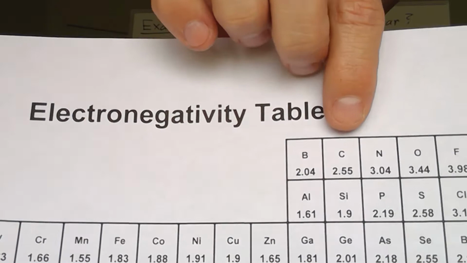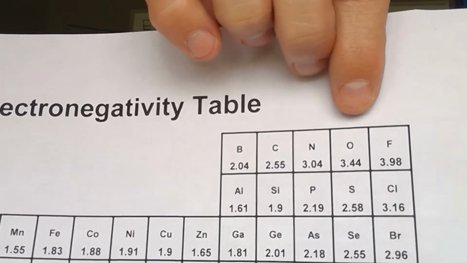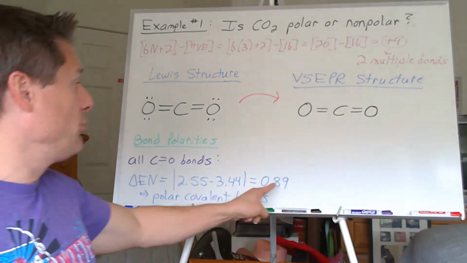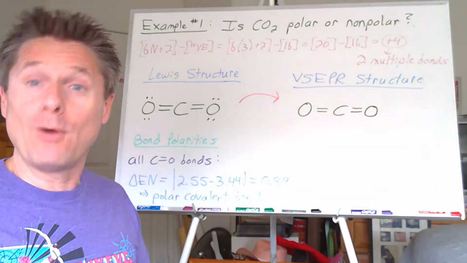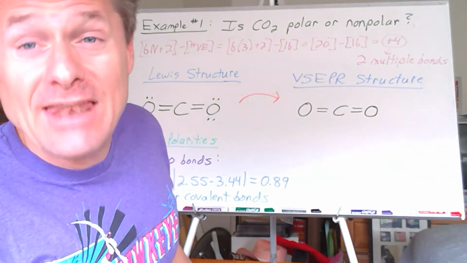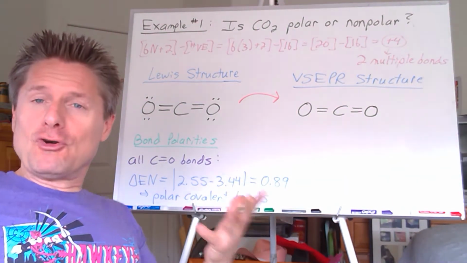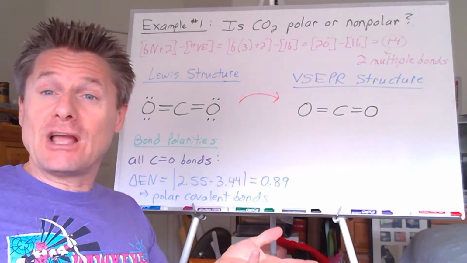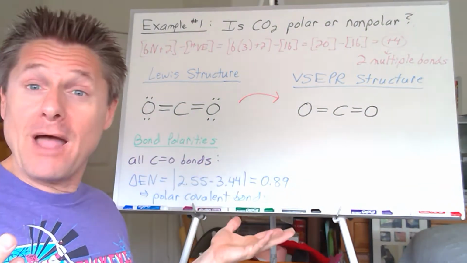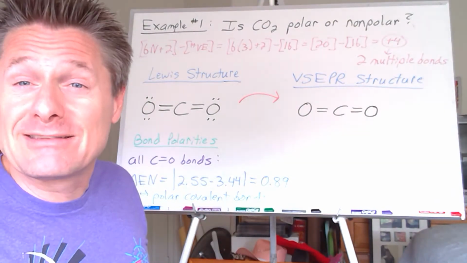So carbon is 2.55, oxygen is 3.44. You subtract those and take the absolute value. You end up with 0.89. Well, that's greater than 0.4, but less than 1.7, so that's a polar covalent bond. So that satisfies the first thing on the checklist for polar molecules. It has to have at least 1 polar bond. Hey, this has 2 polar bonds. All the bonds are polar. Yay! So you'd think this is going to be polar.